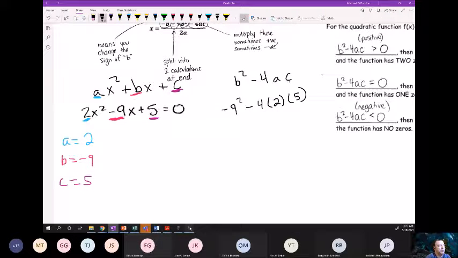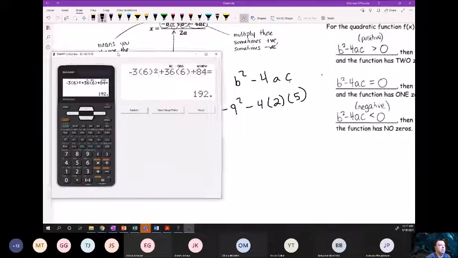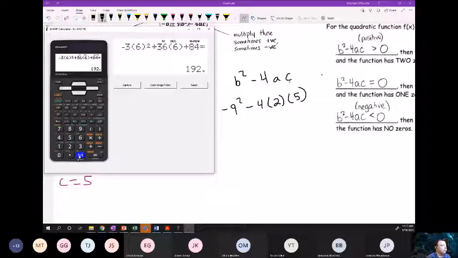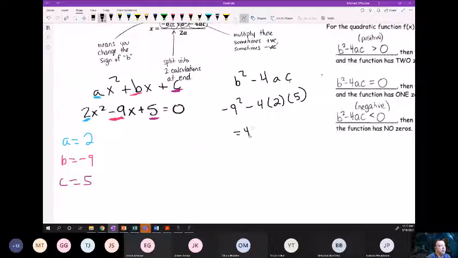And then we just plug this into our calculator. So -9 squared, oops, that's going to be bracket -9 squared, minus 4, bracket 2, bracket 5. Okay, so that's going to give me 41.